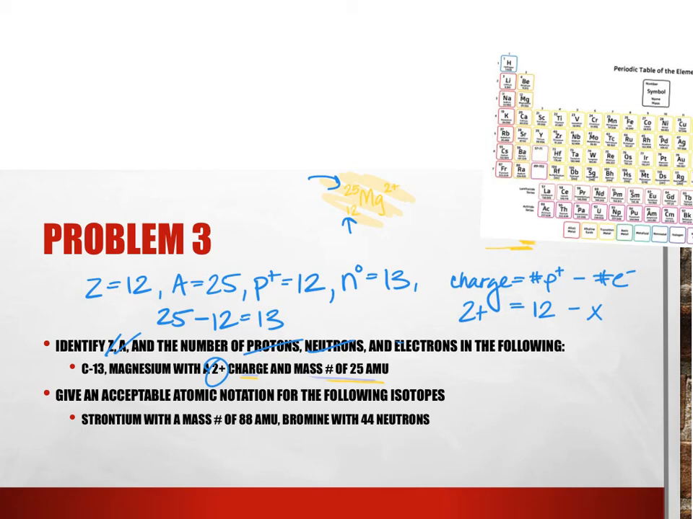So in order to solve this, I need to isolate X by itself, so I'm going to add that over to the other side. Plus X. Okay, so that means I have 2+ plus X is equal to 12. So that means X, if I subtract 2 on both sides, is equal to 10. So it means the number of electrons, which I'm going to write right here, is 10.